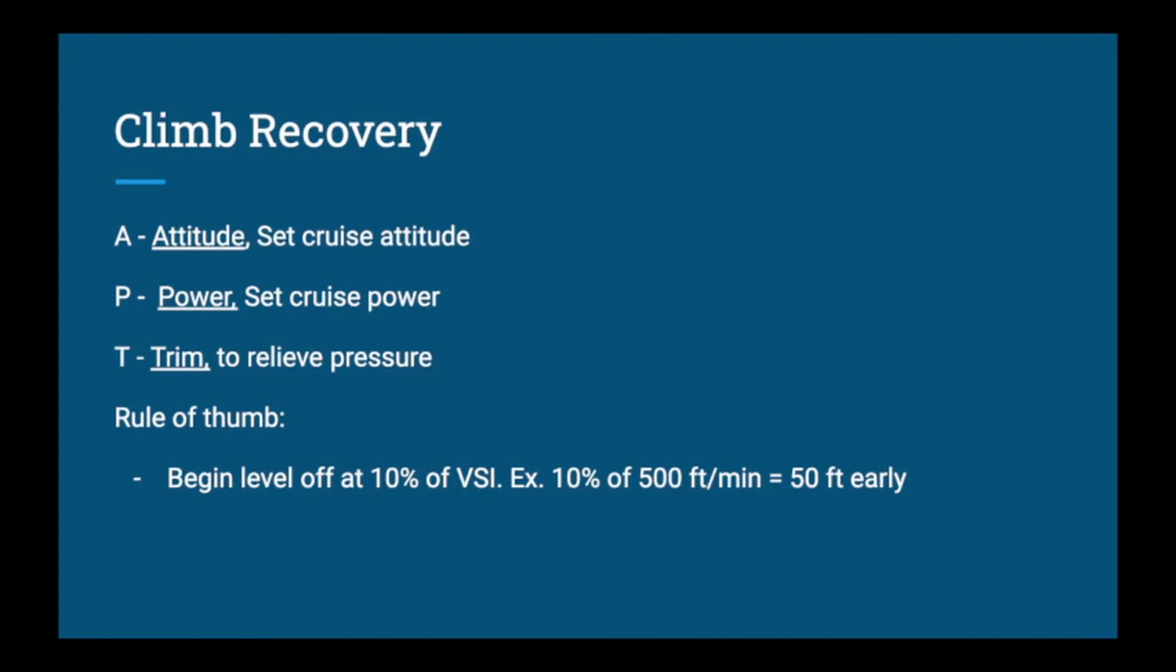acronym, APT. So attitude, we're going to lower the nose to cruise. Power, you'll reduce the power to a cruise power setting. You don't want to do this right away. You want to let the airplane accelerate and build airspeed. If you're in a 172, maybe somewhere around the 80 knot mark, you're going to reduce that power to a cruise power setting, and then it'll continue to accelerate up to maybe 190 knots.